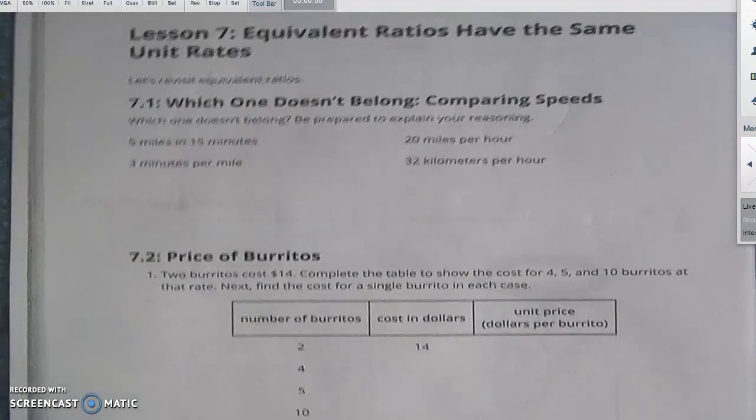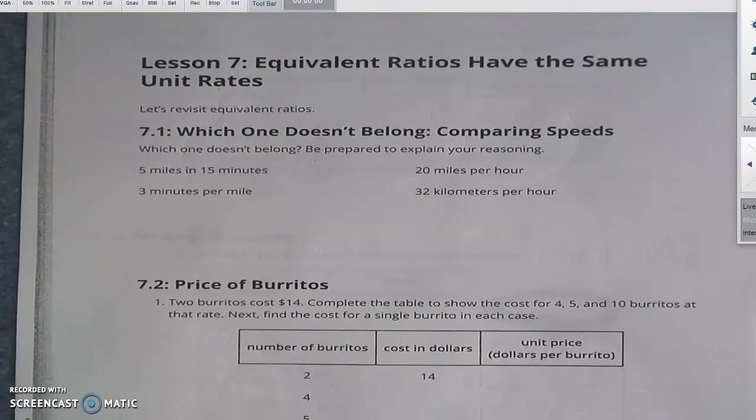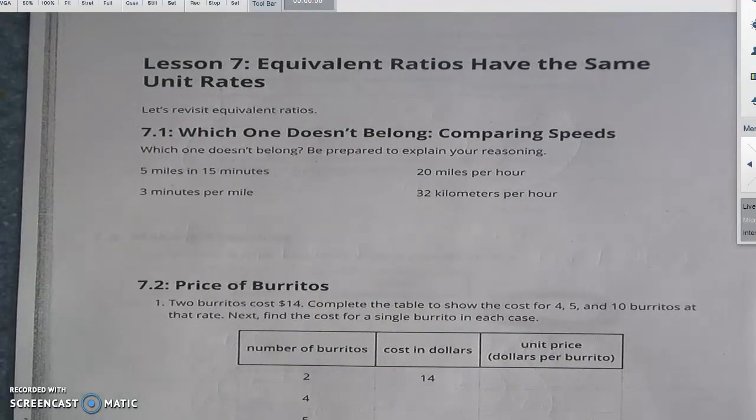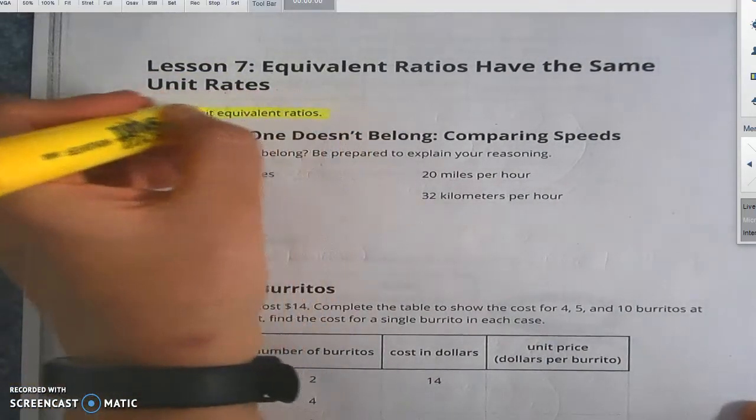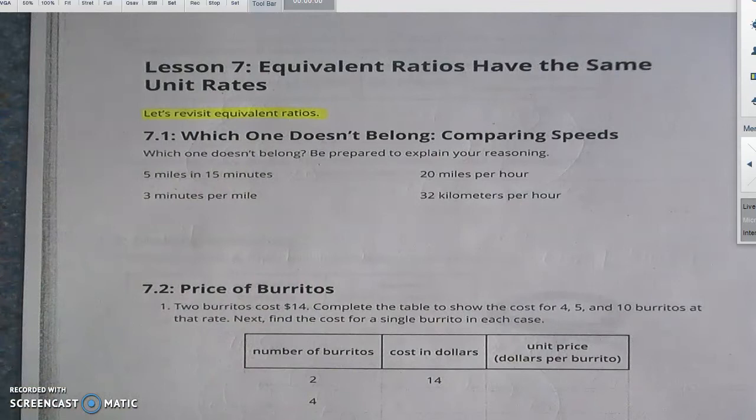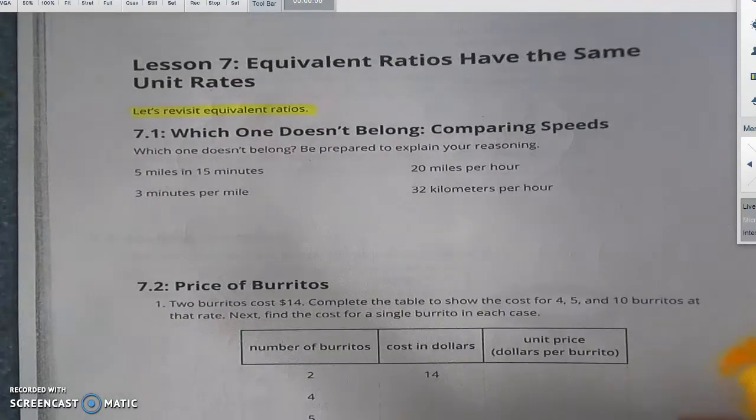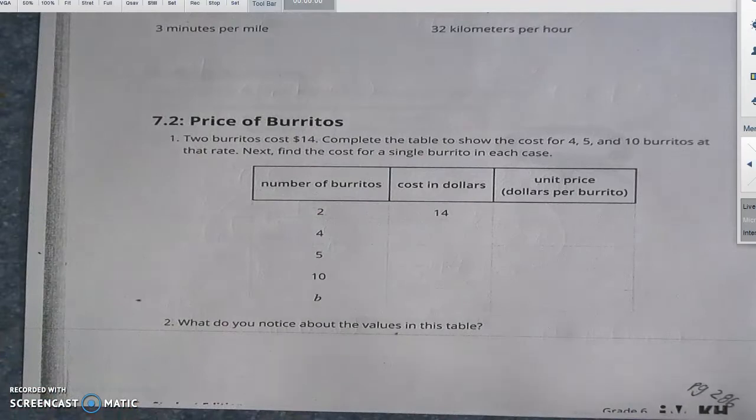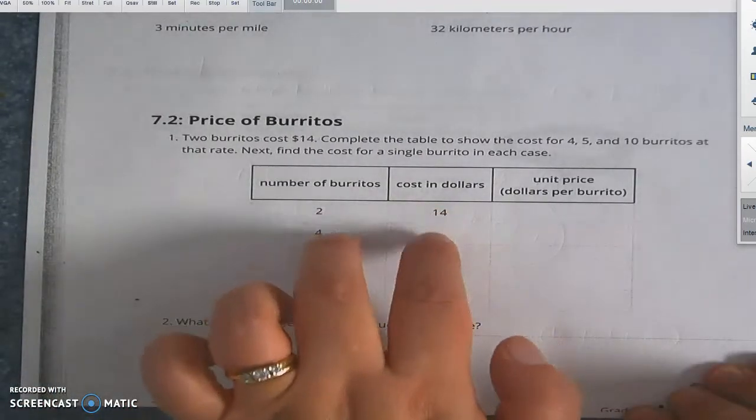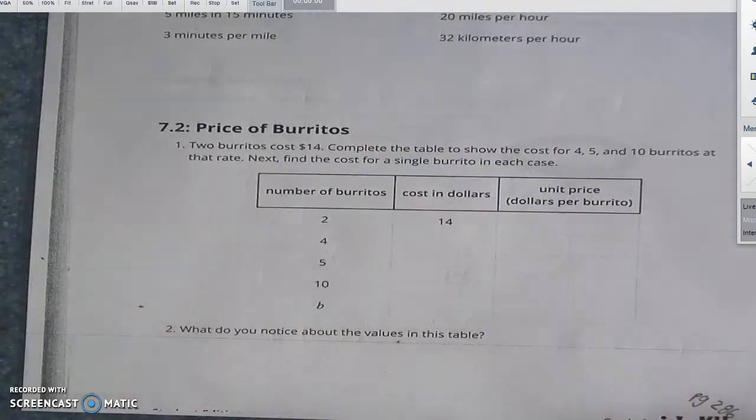All right, so lesson 7 is called Equivalent Ratios Have the Same Unit Rates, and our learning goal is let's revisit equivalent ratios. So when we're talking about a ratio table, which we've come to just call tables now, those are all tables of equivalent ratios. So every row in this table has a pair of equivalent ratios.